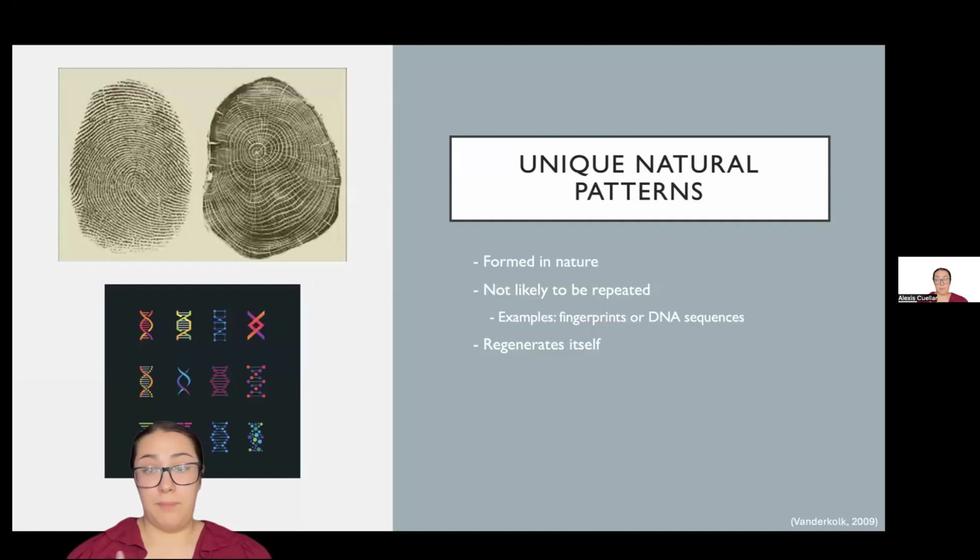While we're on patterns, not all patterns are the same. There's a difference between unique natural patterns and unnatural repeatable patterns. The unique natural patterns are formed in nature and are not likely to be replicated or repeated. But they are able to regenerate themselves. For example, with this little tree stump right here, when you cut a tree, it's able to regrow itself. It'll take time, of course, but it's able to grow back. It won't be exactly the same as before, but it's able to regenerate itself.